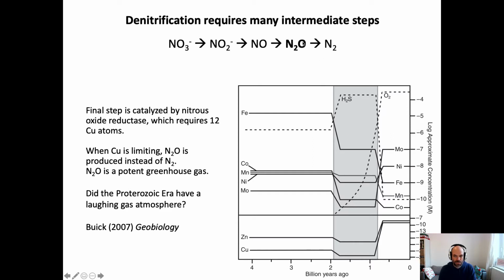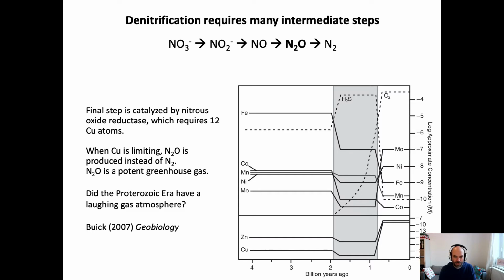The final step is a particularly interesting example. It's catalyzed by an enzyme called nitrous oxide reductase. It's reducing nitrous oxide to produce N2. And it requires 12 copper atoms at the core of every single enzyme. So every single one of the enzymes in the bacteria that are doing this step requires 12 copper atoms in the catalytic core of the enzyme. And that's really a lot of copper. That's a lot of metal for one enzyme.